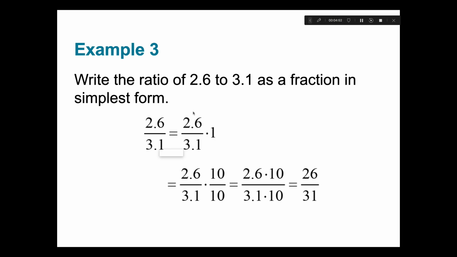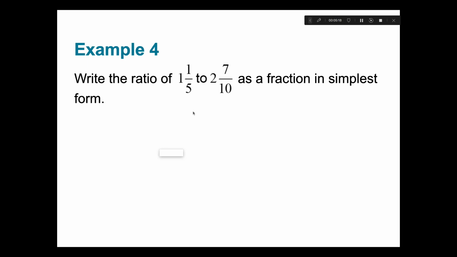So when we multiply both of them by 10, we end up with 26 over 31. Can 26 over 31 be reduced? Why not? Just a guess. Well, it was a good guess. It's the right answer, but I want you to tell me why. One's an odd number, one's an even number, right? So we cannot reduce those down.